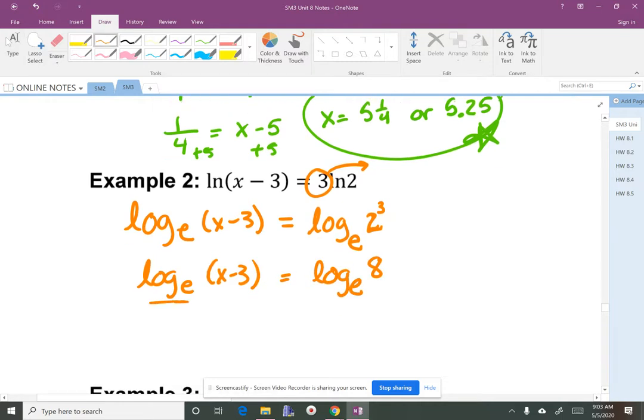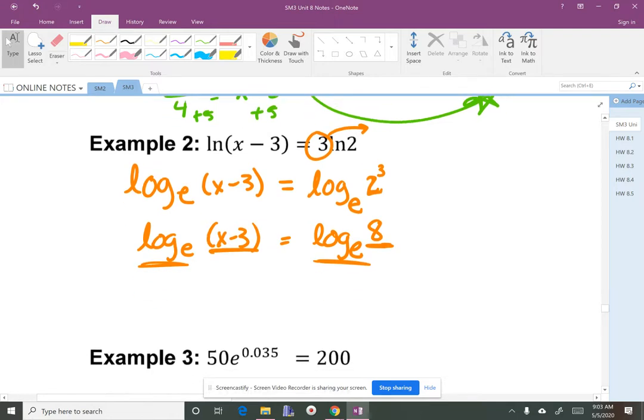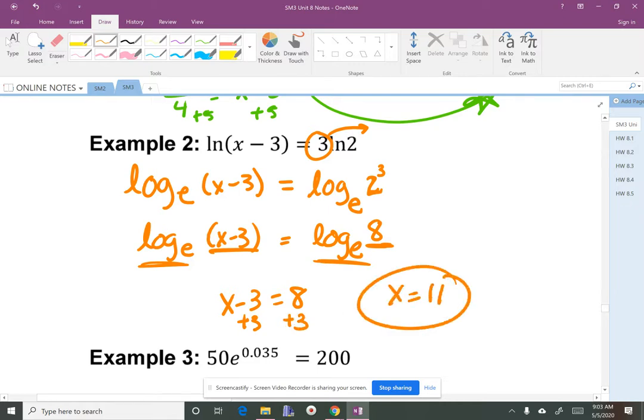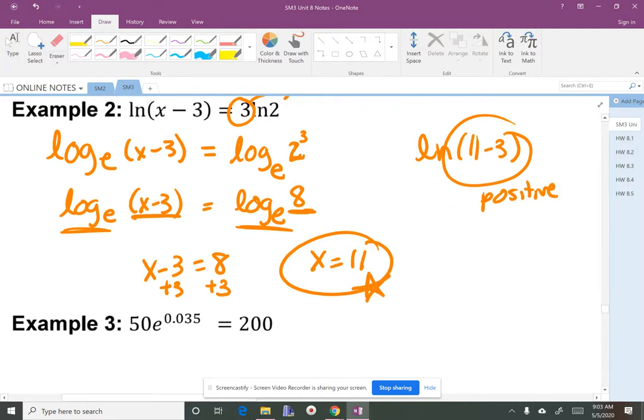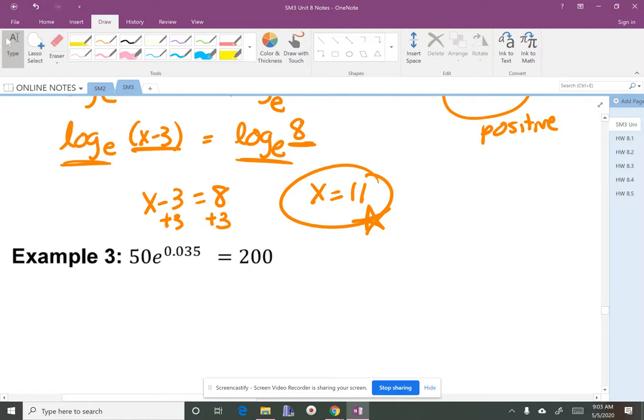If these are the same, then this has to be the same. So really, I just need to go x minus 3 equals 8 and solve from there. I add 3 to both sides, and I get x equals 11. That's my answer, but I have to check and make sure. I go ln of 11 minus 3. That stays positive, so we're good. That's an answer.